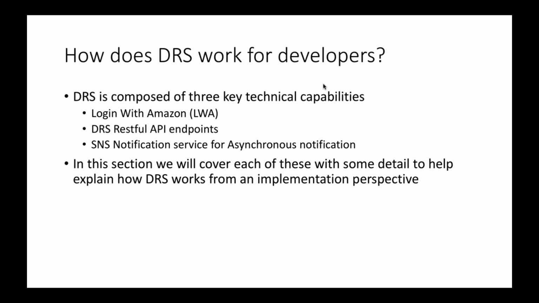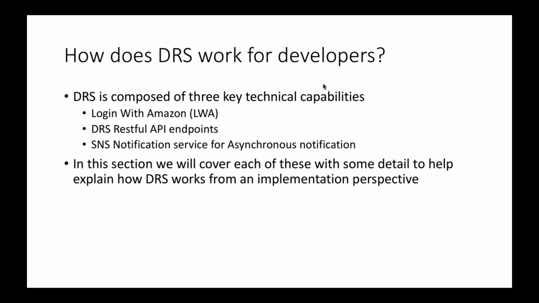How does DRS work for developers? So first, Dash Replenishment Service is composed of three technical capabilities. The first is Login with Amazon. This is our standard OAuth 2 implementation that we built to allow customers to use their Amazon credentials to log into third-party applications. We use the Login with Amazon functionality to build a unique experience to allow customers to select products inside of our own web views. So we have what are called post-authorization flows, which occur after the Amazon customer logs in, and we'll dig into those in a little bit.